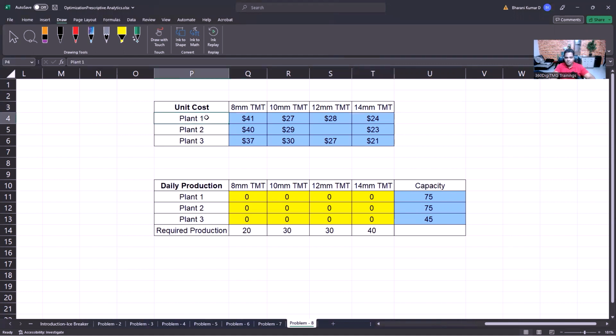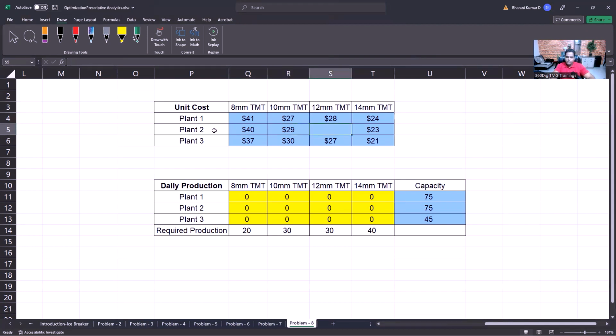What does that mean? If plant 1 produces 8 mm TMT rod, it's going to cost $41 per rod. A 10 mm TMT rod is going to cost $27 in plant 1 if it is manufactured. Whereas in plant 2, 8 mm TMT rod is going to cost you $40. 10 mm TMT rod is going to cost you $29.